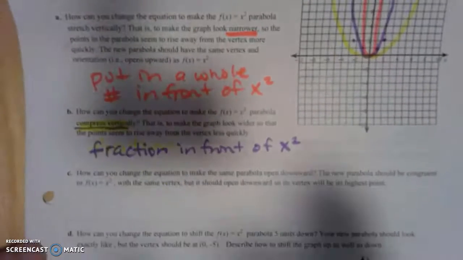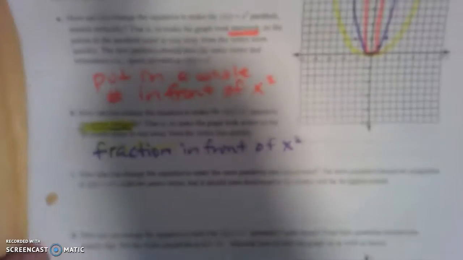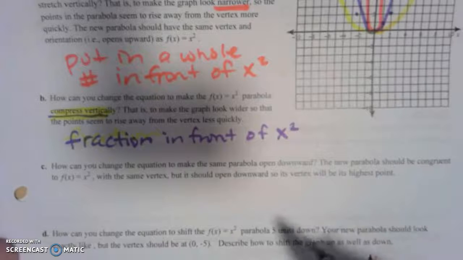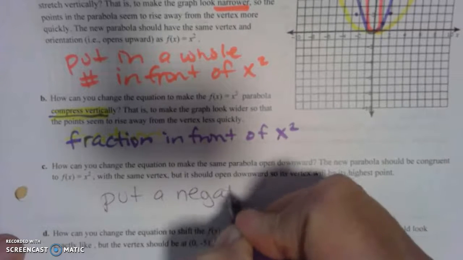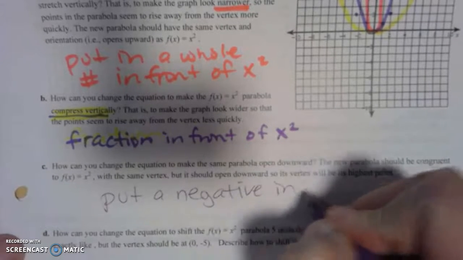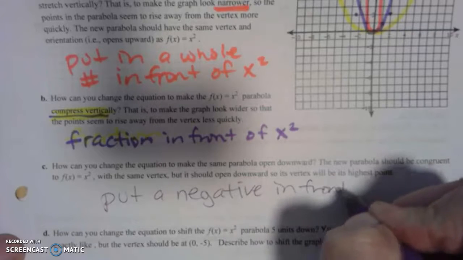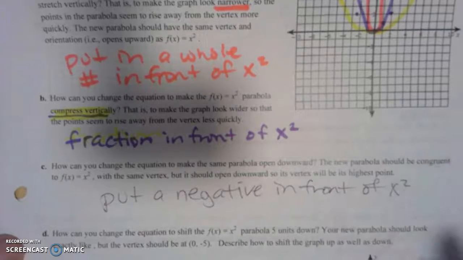Okay, how can I change the graph of the parabola so it opens down? Put a negative in front of x squared.